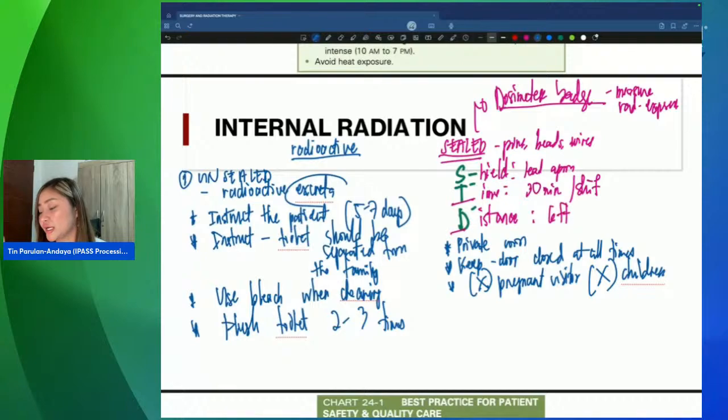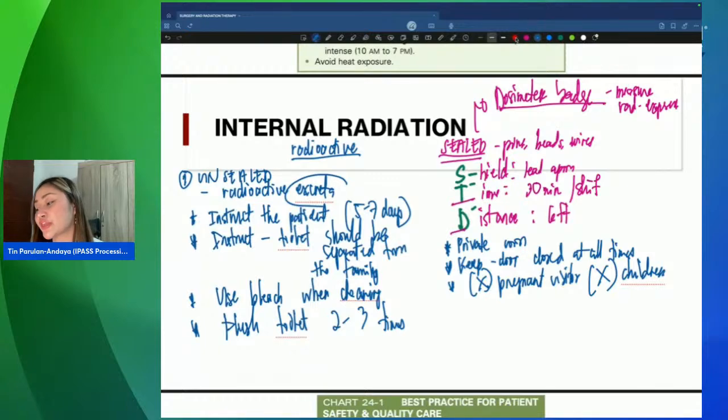Question. So what if the radioactive implant is dislodged? What are you going to do? Very good, Isaiah. So pregnant women and children should avoid going there. Yes, very good. So what if the radioactive implant is dislodged? What is your initial nursing action?